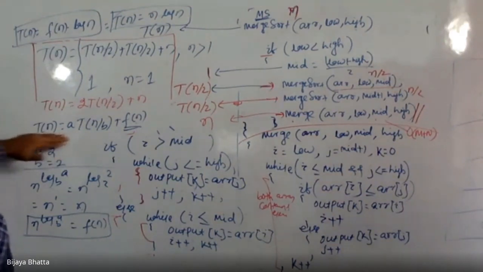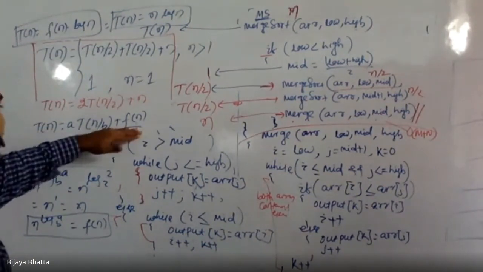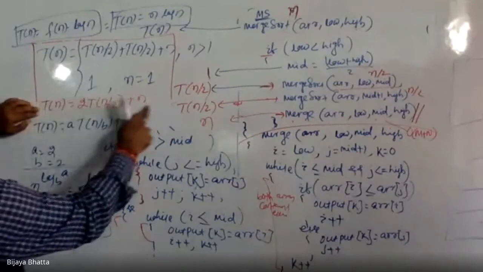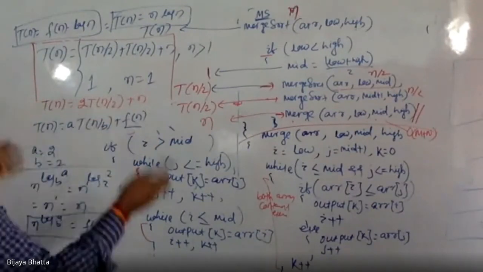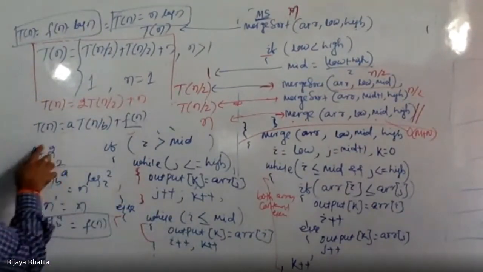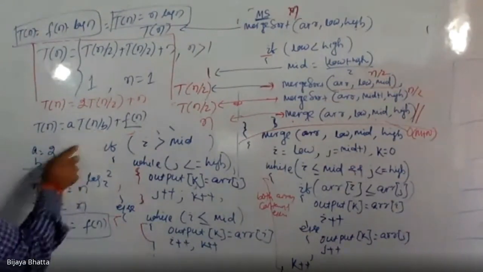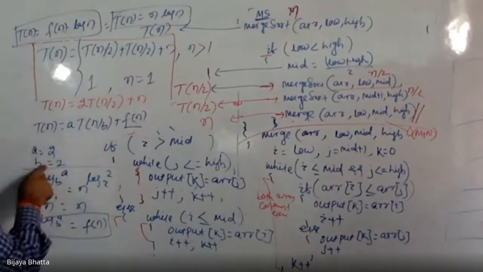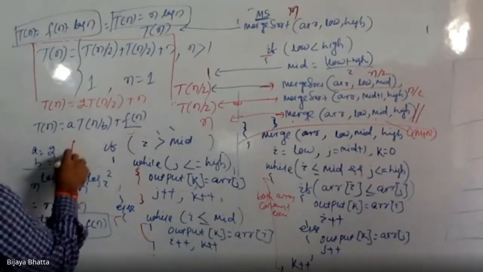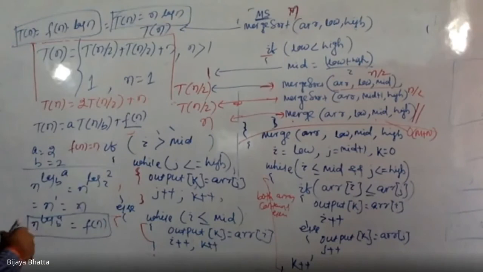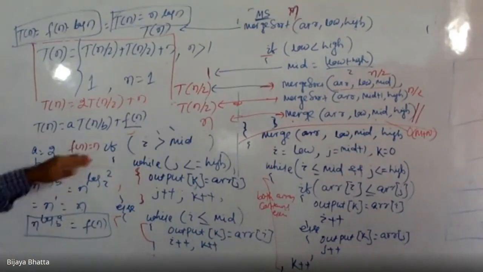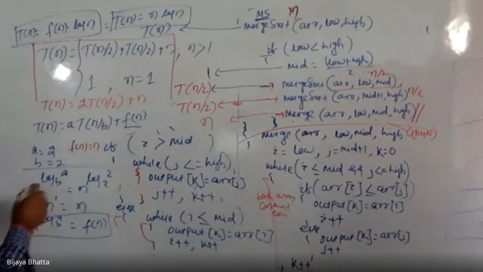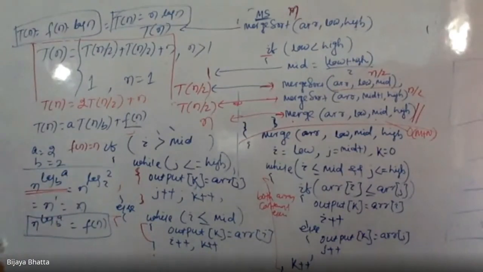If any equation is in this form, a T(n/b) plus f(n), and yes, this is exactly in the same form, then I can apply the master method. The value of a is 2. The value of b is 2 again, and f(n) equals n. Now what I need to calculate: the master method says compute n to the power log a base b. Here n is as it is, n.